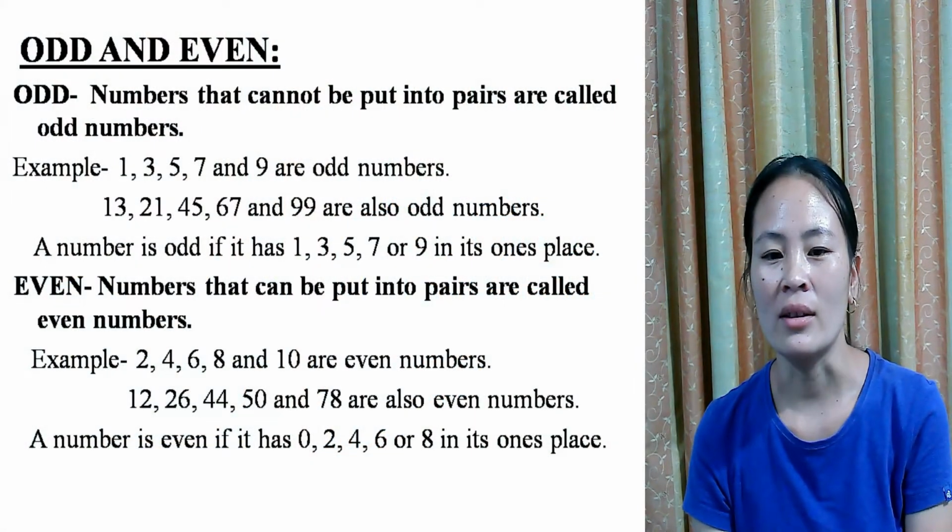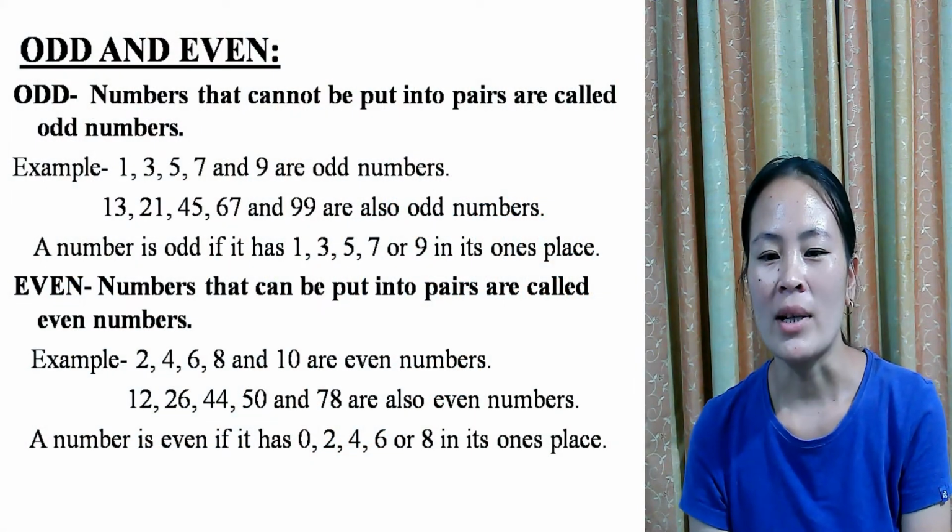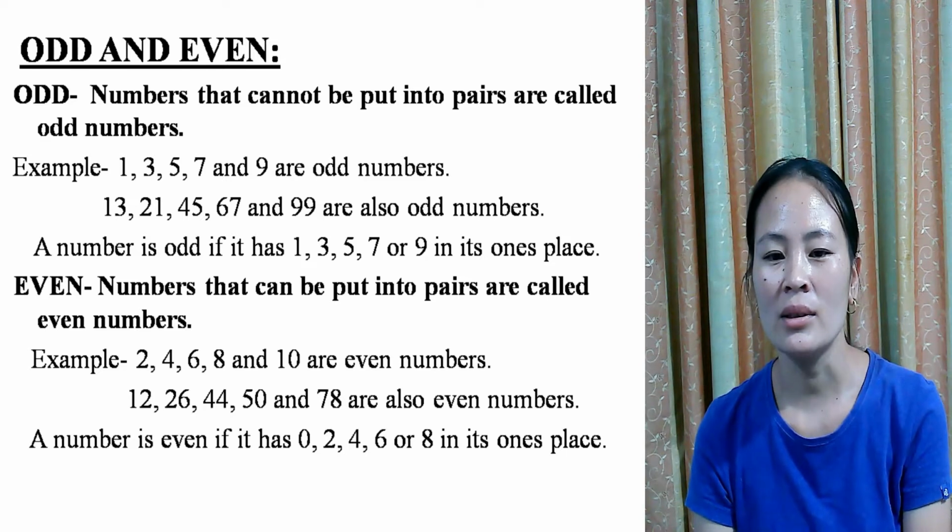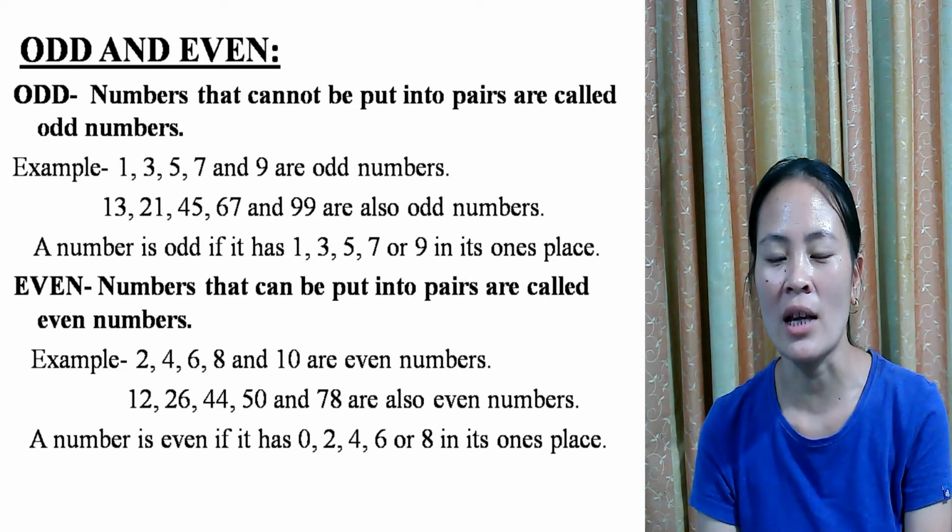Odd and even. Odd numbers are numbers that cannot be put into pairs. Example, 1, 3, 5, 7 and 9 are odd numbers. 13, 21, 45, 67 and 99 are also odd numbers. A number is odd if it has 1, 3, 5, 7 or 9 in its ones place.